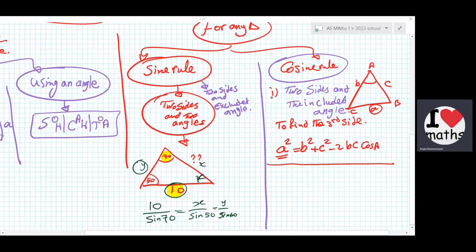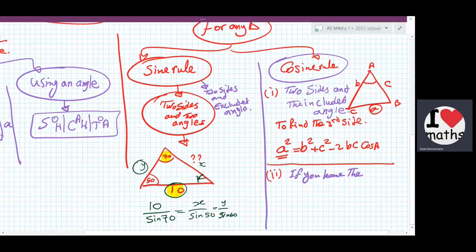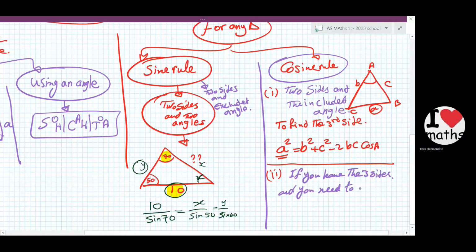Now the case number 2, the other option. If you have the three sides and you need to get any one of the angles.